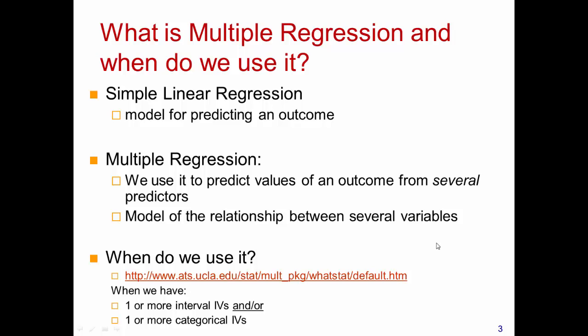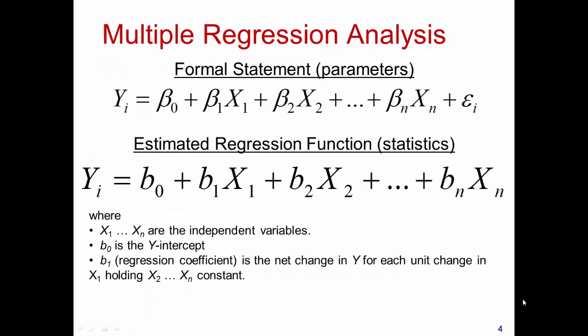So when do we use multiple regression? Well, we use it when we have one or more interval independent variables and/or one or more categorical independent variables. We can take a look at the equation for multiple regression. It should look very familiar to you. The top equation is the general multiple regression equation with n independent variables. And the bottom equation is what we use when we're estimating our regression model. In this example, n is the number of independent variables that we have. X sub 1 all the way out to x sub n are the independent variables.